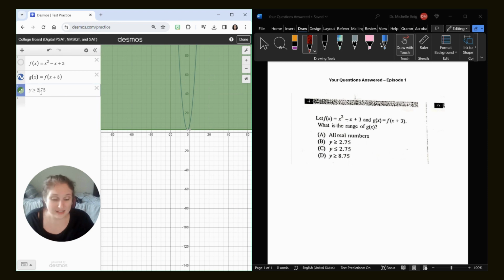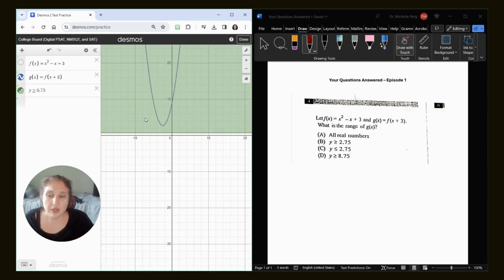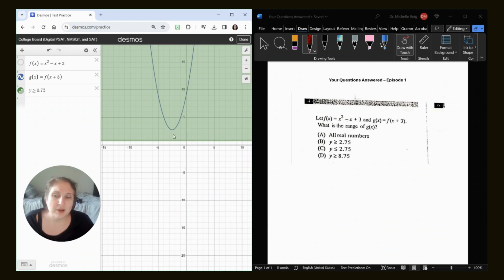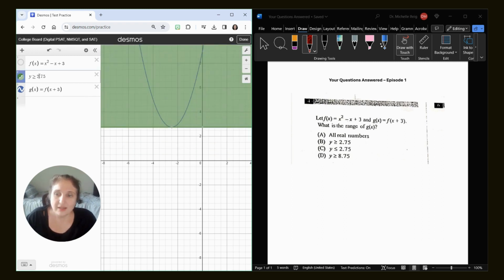If it didn't, let's say it was this. This is just to teach you. Do you notice how there's some green parts where there's not the blue graph? Like right here, there's green that the blue doesn't touch. That would be wrong. So the one that is correct touches the minimum or touches the vertex, and has all the values going up.